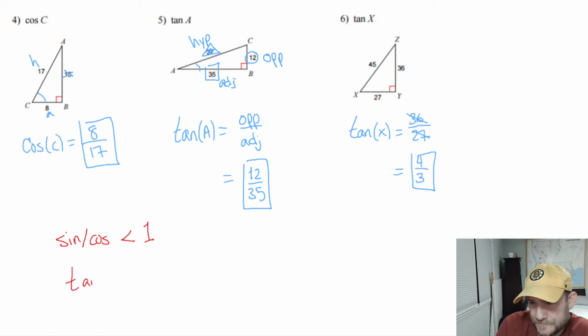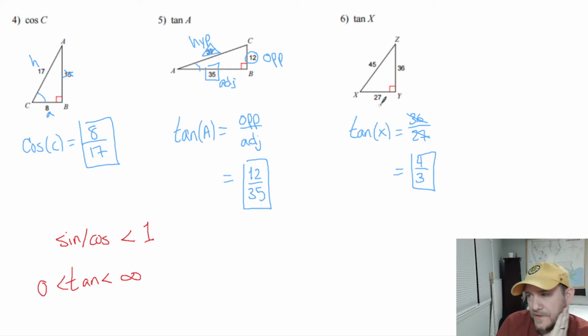Tangent, however, can be greater than 1 if it wants. Okay, it doesn't have that same limit. Tangent can be negative, all that good stuff. For us in geometry, is it ever going to be negative? I don't think so. So for geometry's sake, I'll say it goes from 0 up to infinity. It goes up and up and up forever. So kind of anything's possible with tangent.